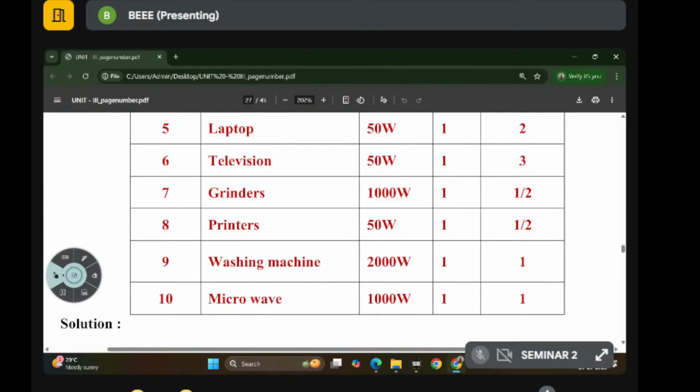31 days. Look at the question, it is not 30 days for everything. The question is given for 31 days. The amount is 2 rupees 50 paisa. Don't assume, everything is given in the question. Calculate electrical bill for 31 days, and one unit is equal to 2 rupees 50 paisa.